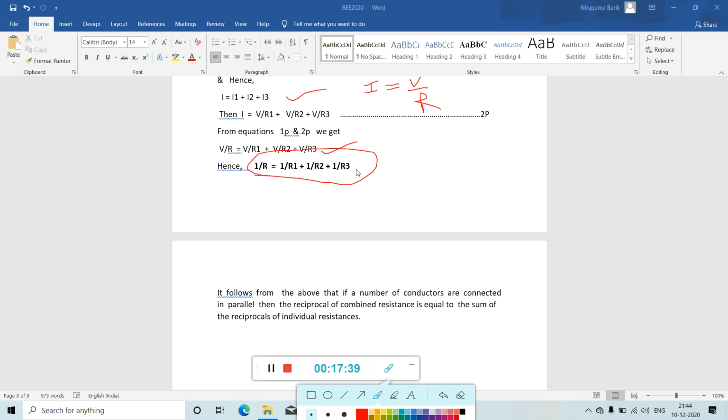So what conclusion did you get from this expression? It follows from the above that if a number of conductors are connected in parallel, then the reciprocal of the combined resistance is equal to the sum of the reciprocals of the individual resistances. So this is the final conclusion of the relation between V, I and R in a parallel circuit. So what is the conclusion here? That 1 by R is equal to 1 by R1 plus 1 by R2 plus 1 by R3. That means the reciprocal of the combined or equivalent resistance is equal to the sum of the reciprocals of the individual resistances.